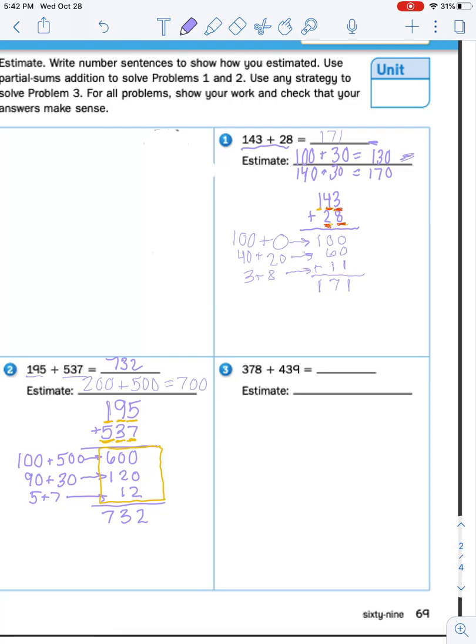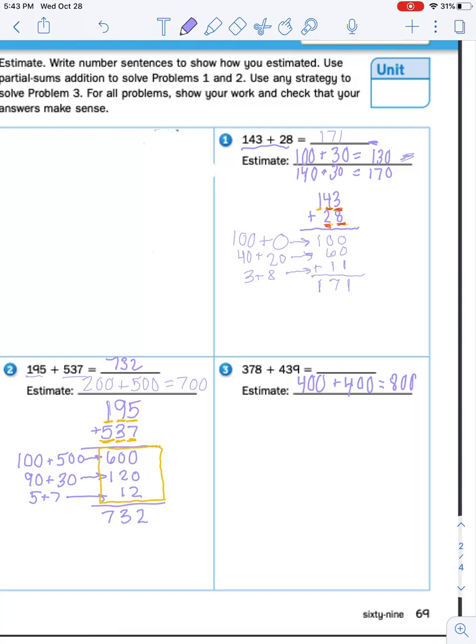Okay, 378 plus 439. Remember, we're going to do our estimate first. I'm going to do rounding to the nearest 100 on both of these. So 378, that's closest to 400. So I put 400. And then 439, is that closest to 400 or 500? Yep, 400. So I know that 400 plus 400 equals 800.